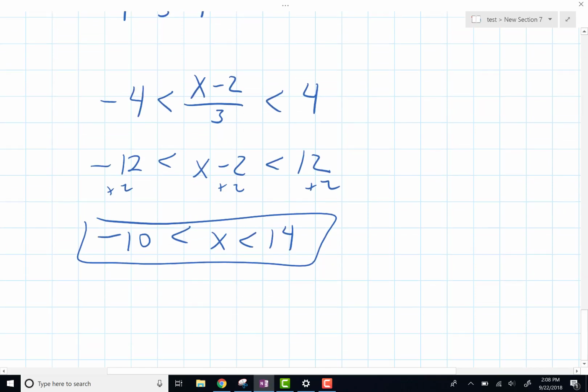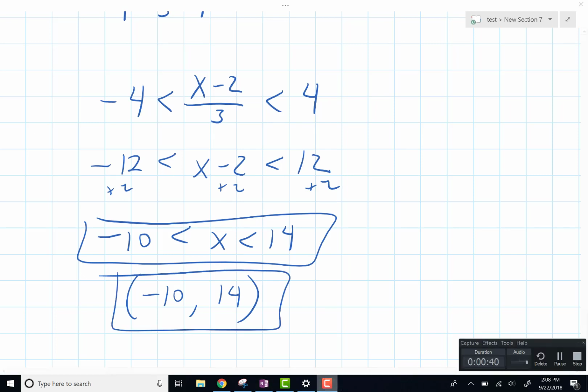If they want it in interval notation, the x's start at negative 10 and they stop at 14. We can't equal either because it doesn't have the equal to sign, so parentheses, there's interval notation.